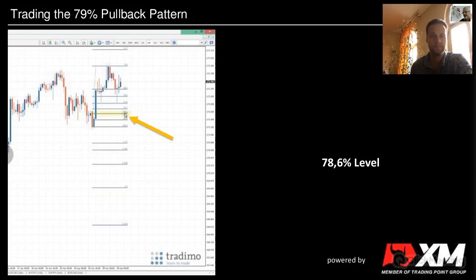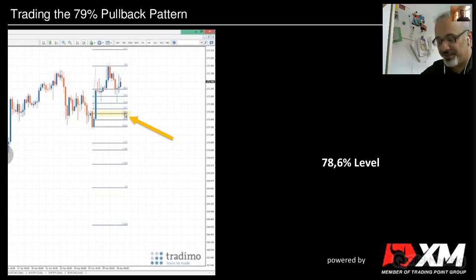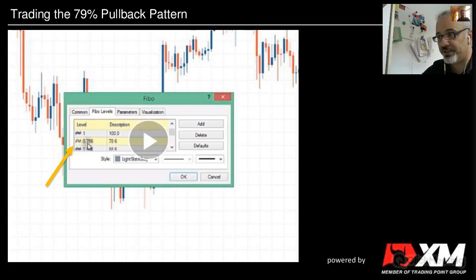If it does not show up, in your Fibonacci retracement, you can change or amend this manually. Just go to the Fibonacci properties on your trading system and add the 0.786 level, description 78.6, click on OK, and then the 78.6 level will show up. This is the basis of the whole strategy, so you will need it.